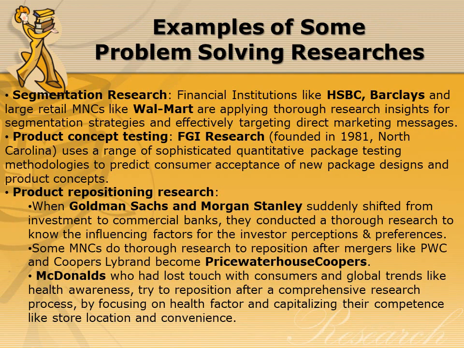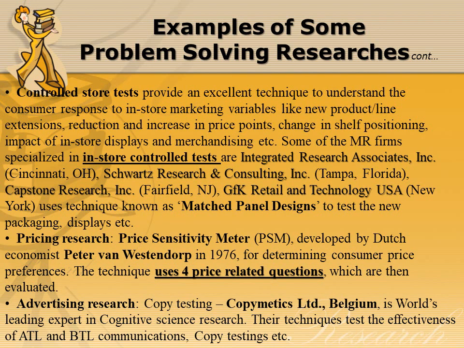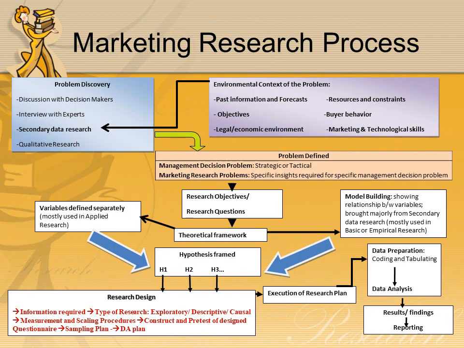These are a few examples of companies that have gone for these kinds of research solutions. Walmart used focus group interviews and syndicated research for product concept testing. Walmart, HSBC and Barclays did segmentation research. Goldman Sachs, PricewaterhouseCoopers and McDonald's went for product repositioning research. Similarly, experimental research, pricing research and advertising research have also been done. So these are various kinds of problem solving research that can be conducted.